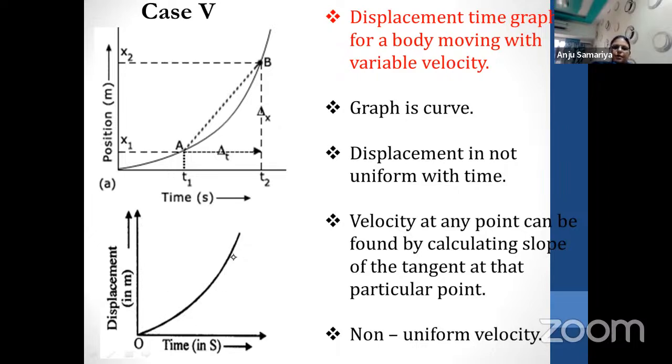It's not uniform. Now, when the displacement time graph is a curve, then the body is said to have variable velocity. Then how do we find the velocity at any point? At that point, you draw a tangent and you get the slope of that tangent, the slope of the tangent at that particular point. This is not practically asked. It is just a theoretical question: how do you find the velocity from a displacement time graph which is not uniform?